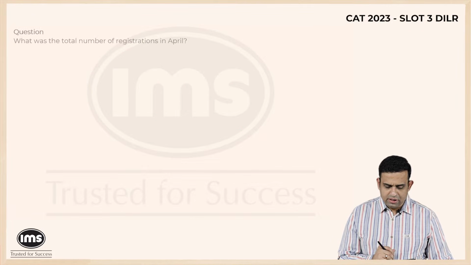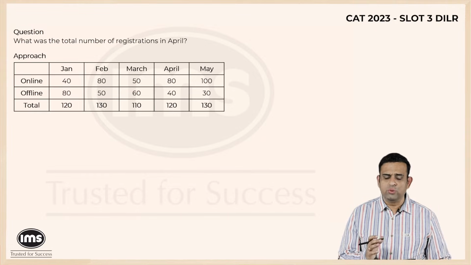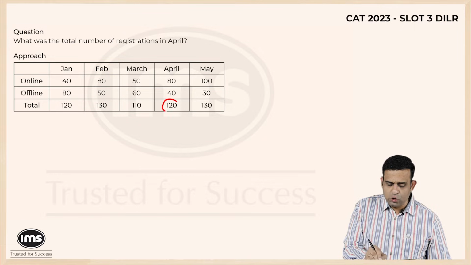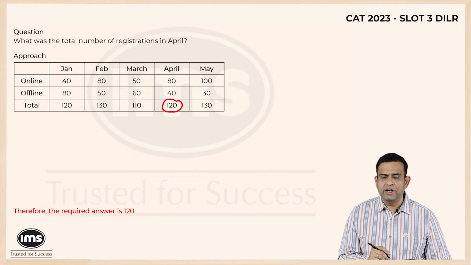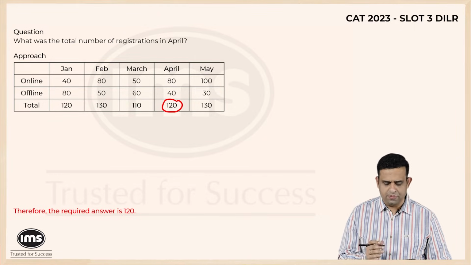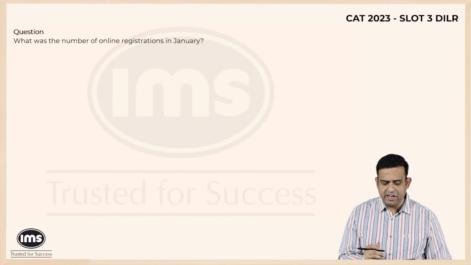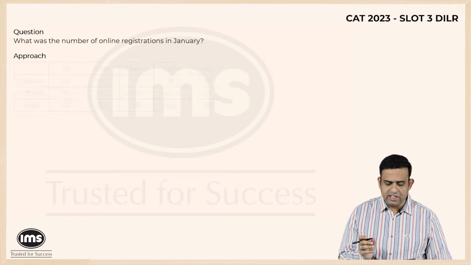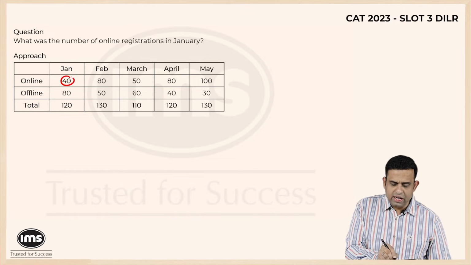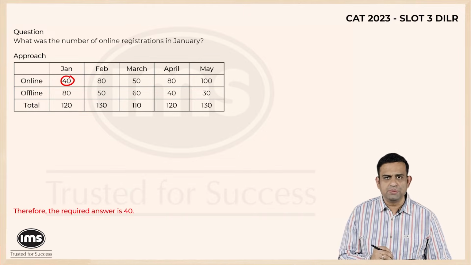Let's look at the first question, total number of registration in the month of April. As I told you, this was very, very straightforward. Total comes out to be 180 and hence 120 is the answer for this particular question. In the next one, again a straightforward one, the number of online registration in the month of January. January online happens to be 40 and hence 40 is the answer for this question.